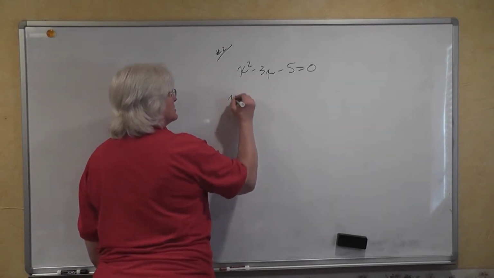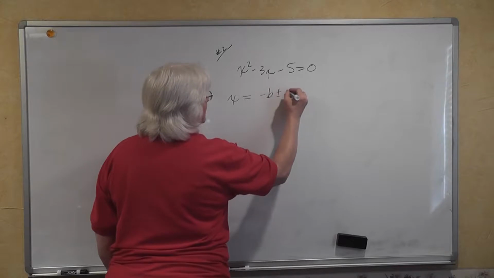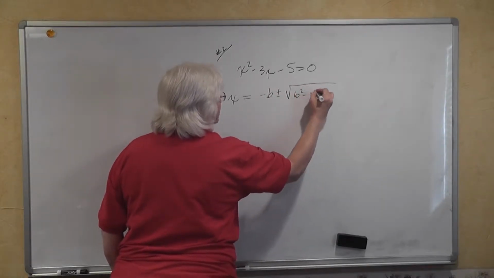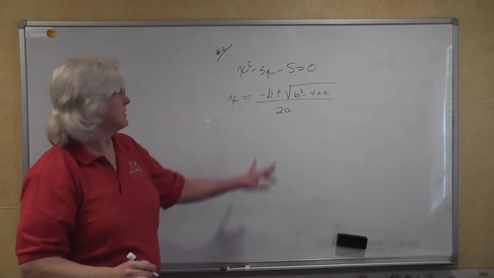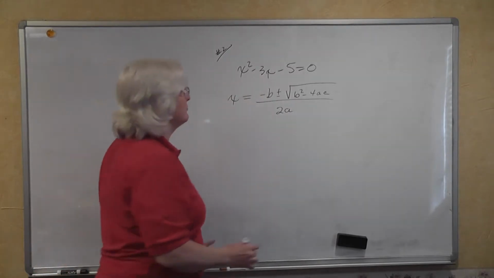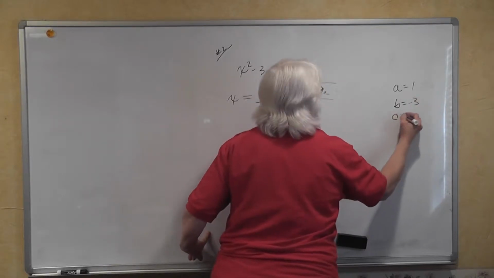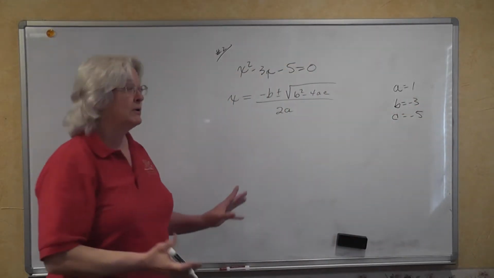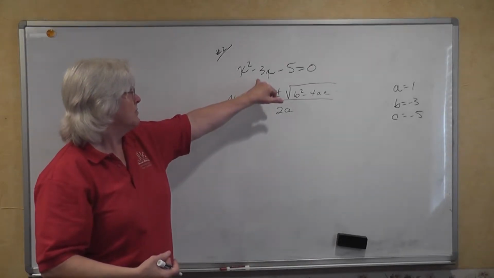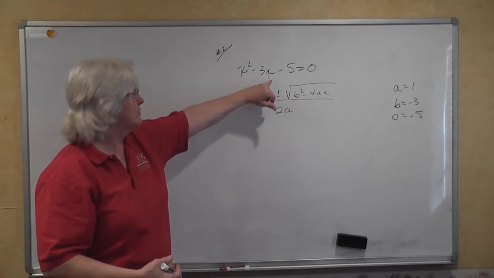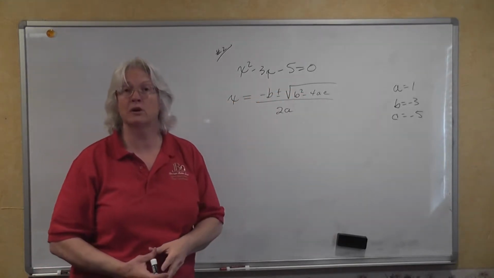What is the quadratic equation? It says x is equal to the opposite of b plus or minus the square root of b squared minus 4 times a times c, all of that divided by 2 times a. We look here, let's see what our values are for A, B, and C. A is equal to 1, B is a negative 3, and C is a negative 5. You remember that A is the coefficient of the squared term, the leading coefficient. B is the coefficient of the first degree, or the center term here, which is a negative 3, and negative 5 is our constant term.